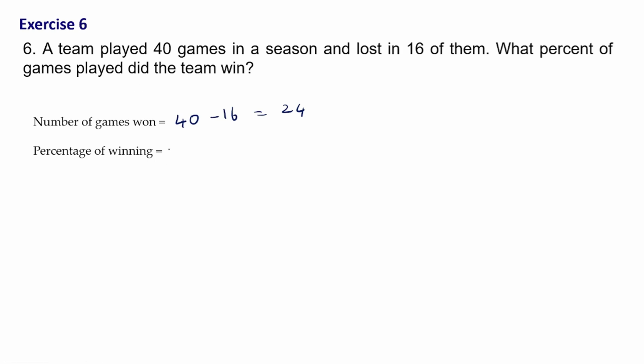We are asked to find the percentage of games played that the team won. So percentage of winning is number of games won divided by total number of games, into 100. When we simplify, we get 60%. So this is the percentage of winning.